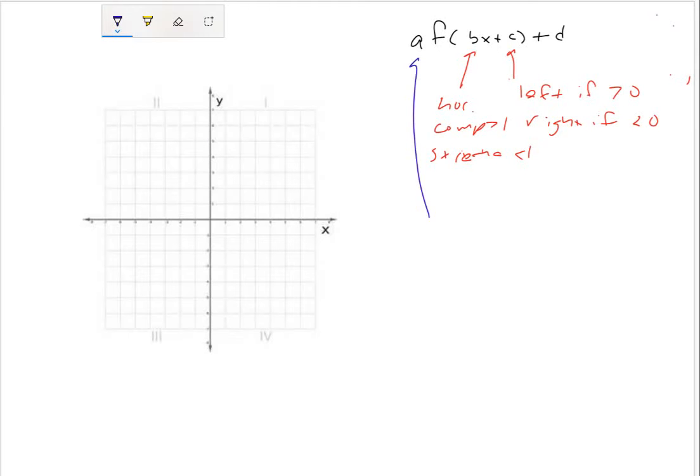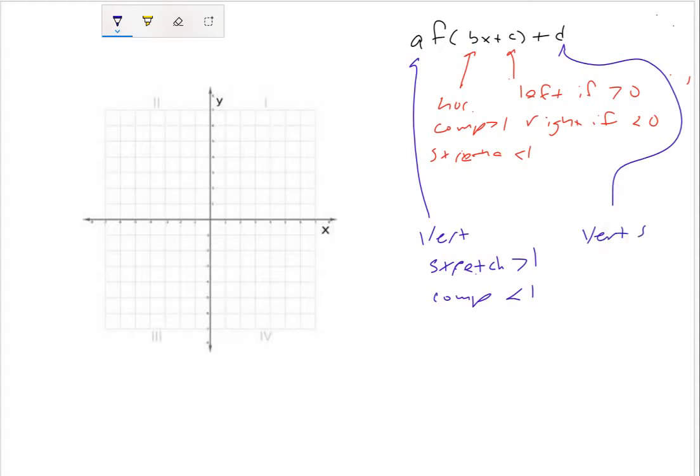Now, these numbers on the outside, that is a vertical stretch if that is greater than 1, and a compression if less than 1. And this number out here is a vertical shift, and it moves up if greater than 0, and down if less than 0.